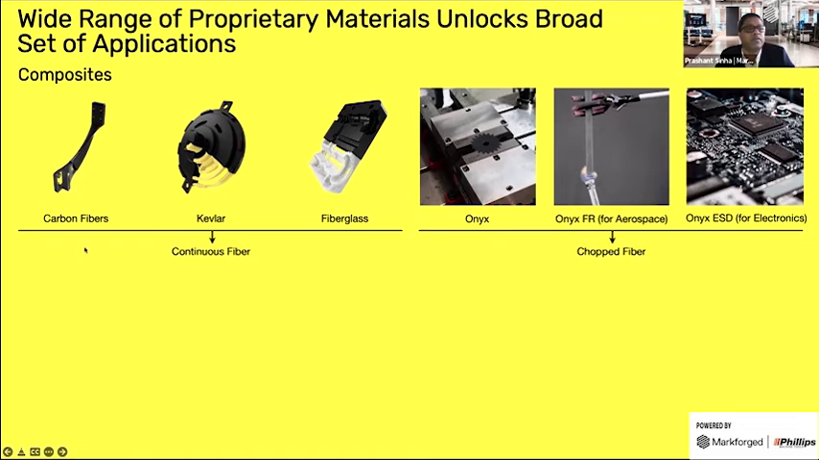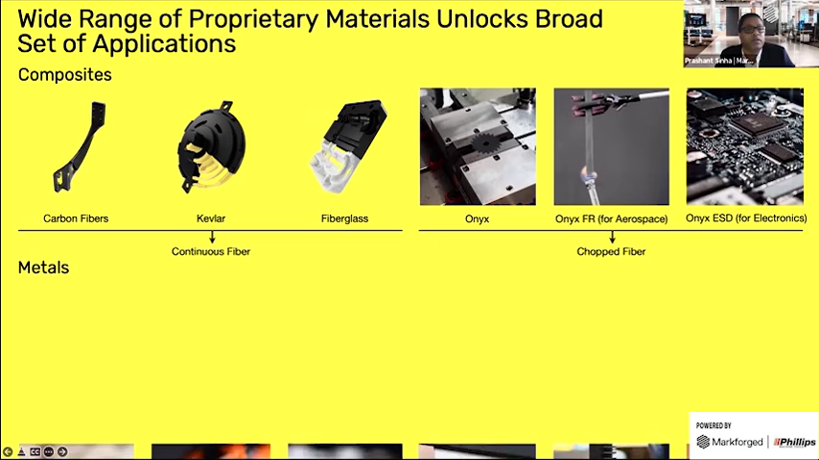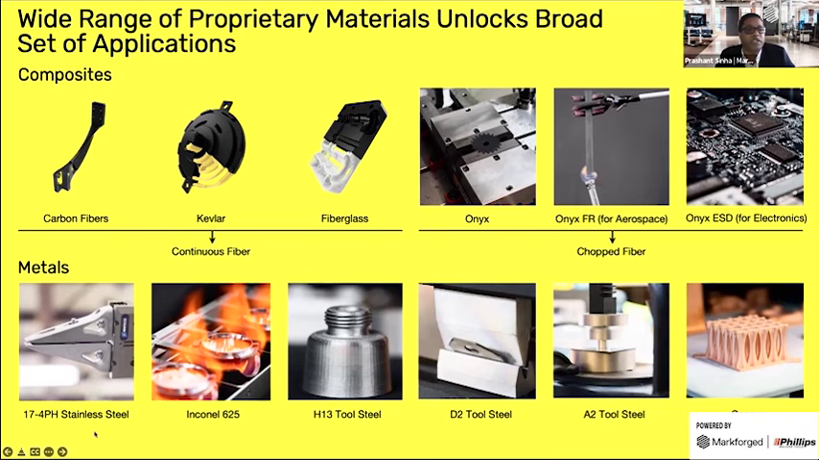The first fiber is carbon fiber. The second is Kevlar, and the third is fiberglass. We also have high strength, high temperature fiberglass. Now on the metal side, we have 17-4 PH stainless steel. We have Inconel 625 for high temperature and pressure requirements. We have hot die steel H13. We have die steel D2 and A2, two grades, and then we have copper.